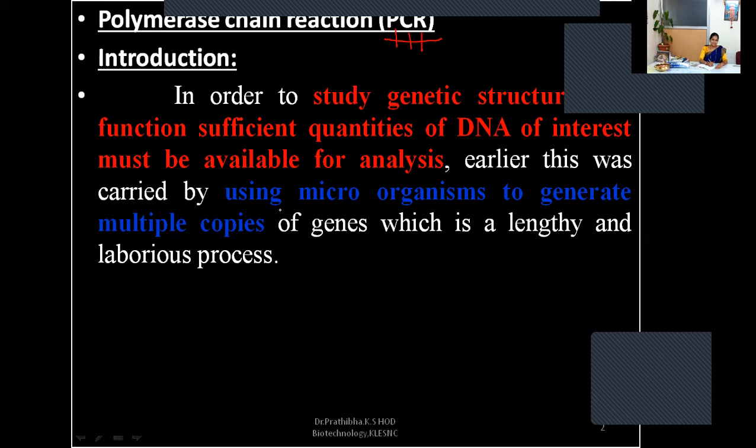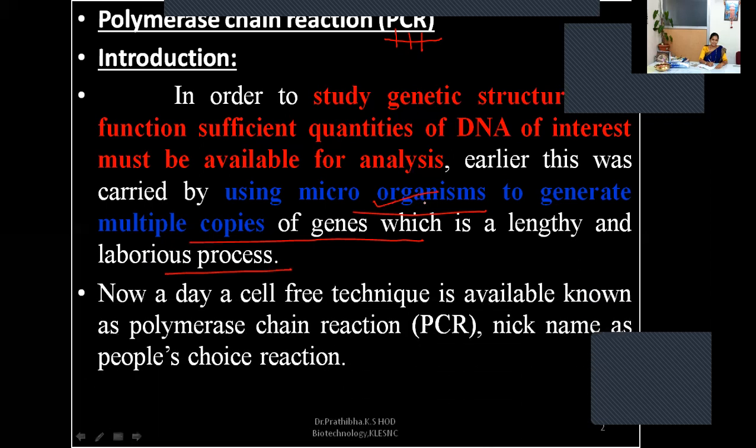Earlier, this was carried out by using microorganisms to generate multiple copies of genes, which is a lengthy and laborious process. Earlier, the amplification of the desired DNA fragment was done by using microorganisms. Now, what we are using is the cell-free technique. So nowadays, a cell-free technique is available known as polymerase chain reaction, which is nicknamed the People's Choice reaction.